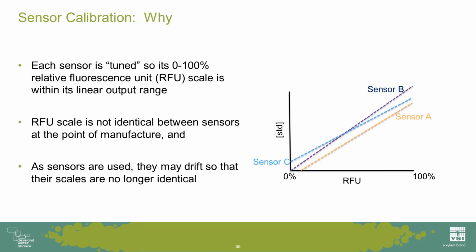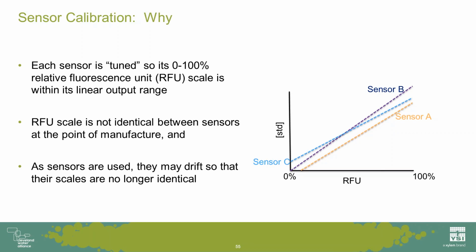Again, though, that RFU scale is not necessarily identical between individual sensors at the point of manufacture. And further, as you use a sensor, the output of the sensor may slightly drift so that the sensors are no longer identical in their outputs. So there are a number of reasons that sensors drift, including the age of the LEDs, which by age, I don't mean the age since when you purchased it, I mean how many hours of use the LED has on it. How long since you purchased it, the environmental conditions, the quality of the engineering, power surges, all of these things can cause a sensor to drift.